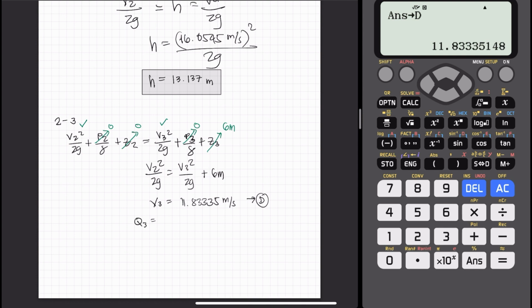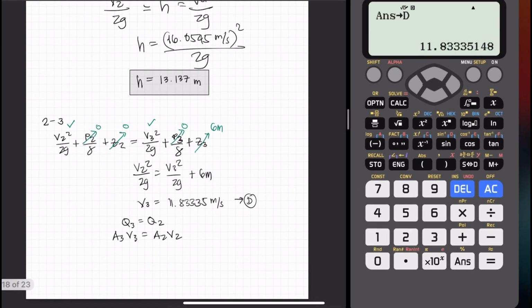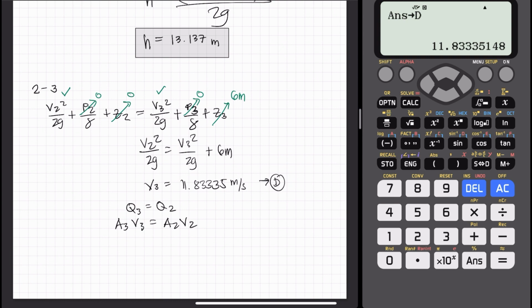Then, Q3 is equal to Q2. So, A3 V3 is equal to A2 V2. Then, dahil nga bilog yung pipe, bilog din yung jet. No? So, makakancel yung pi over 4 sa formula ng area ng circle. So, that gives us D3 squared V3 is equal to D2 squared V2. So, ang hanap natin ngayon ay si D3. D3 is equal to square root of D2 squared V2 over V3.